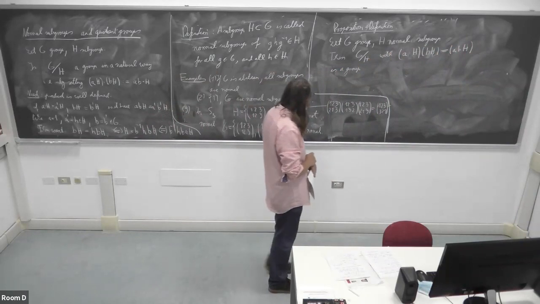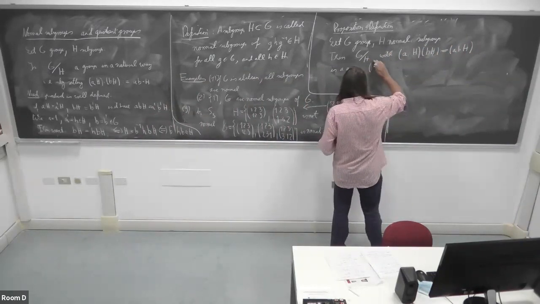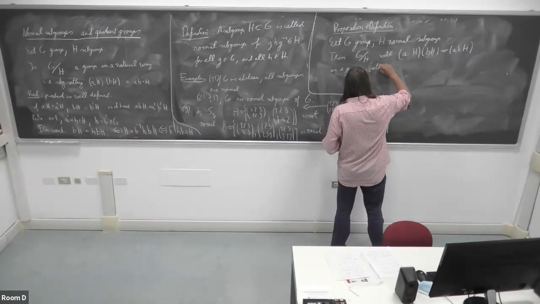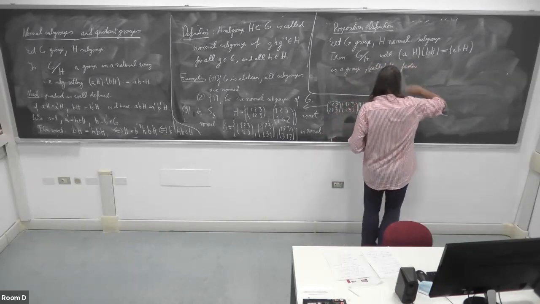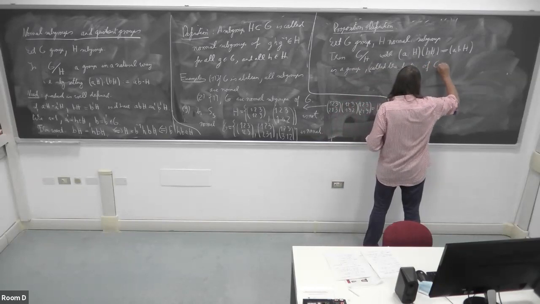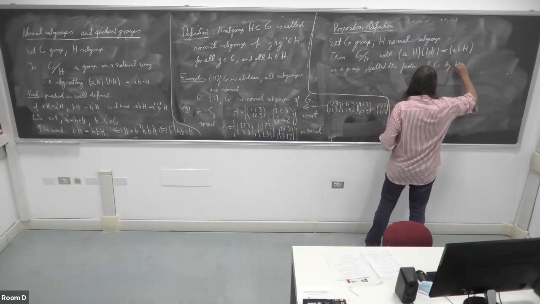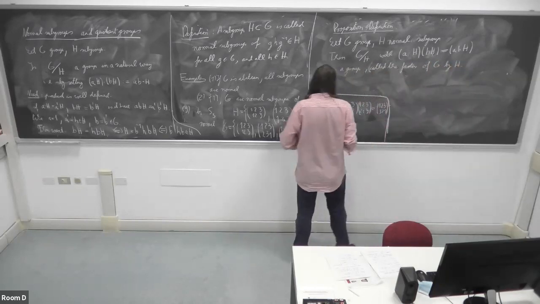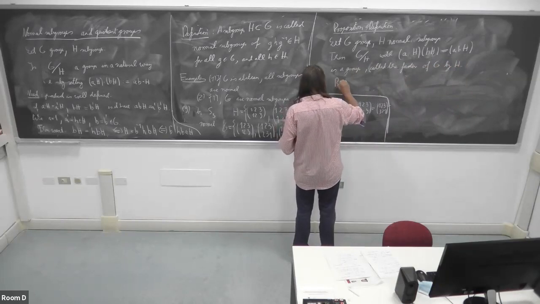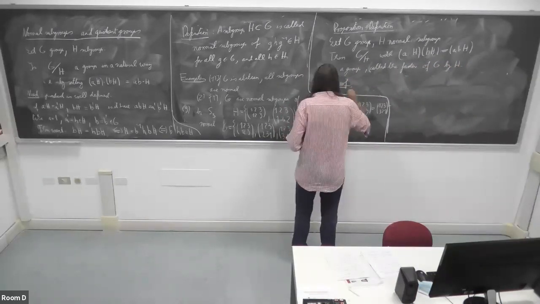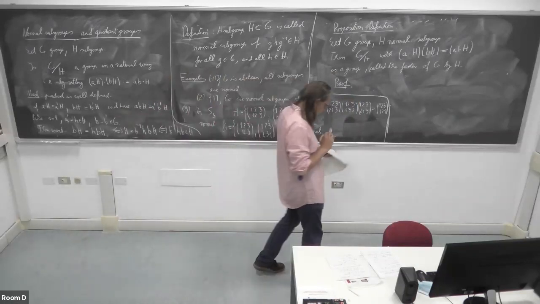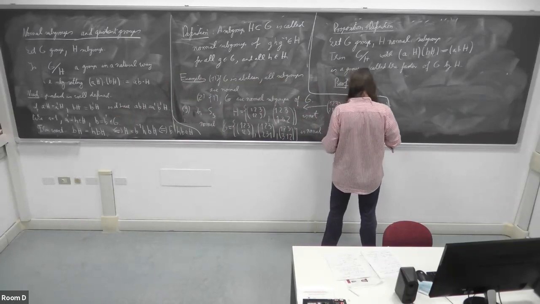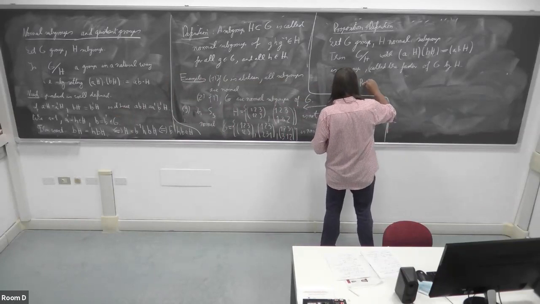There's not much to show. Basically, if we do this computation more carefully, you see the multiplication is well defined. So the product is well defined.